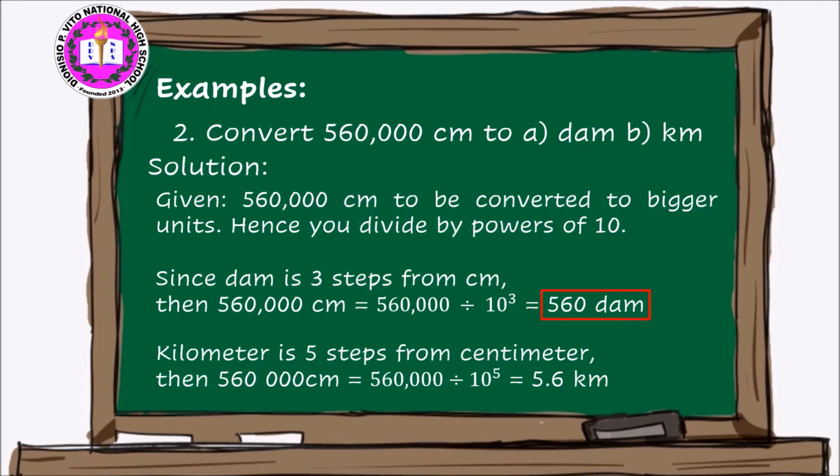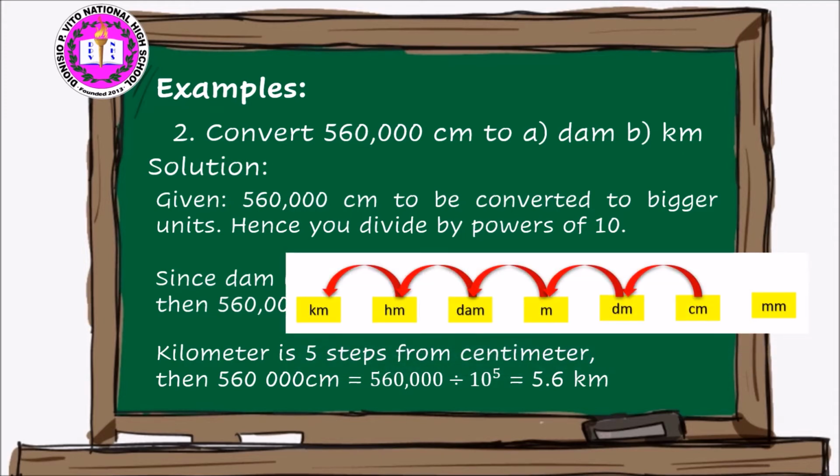Then, we're going to convert 560,000 centimeters to kilometers. So, a kilometer is 5 steps from a centimeter. Then, 560,000 centimeters is equal to 560,000 divided by 10 raised to 5, which is equal to 5.6 kilometers. Therefore, 560,000 centimeters is equal to 5.6 kilometers.